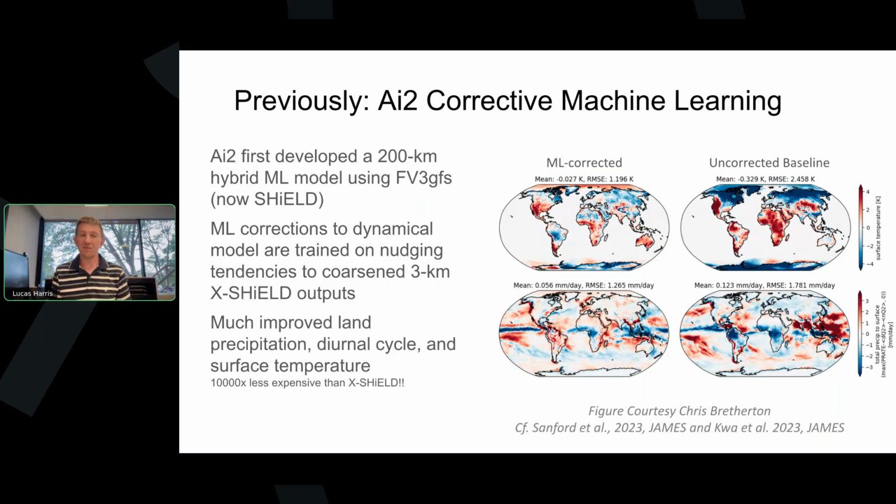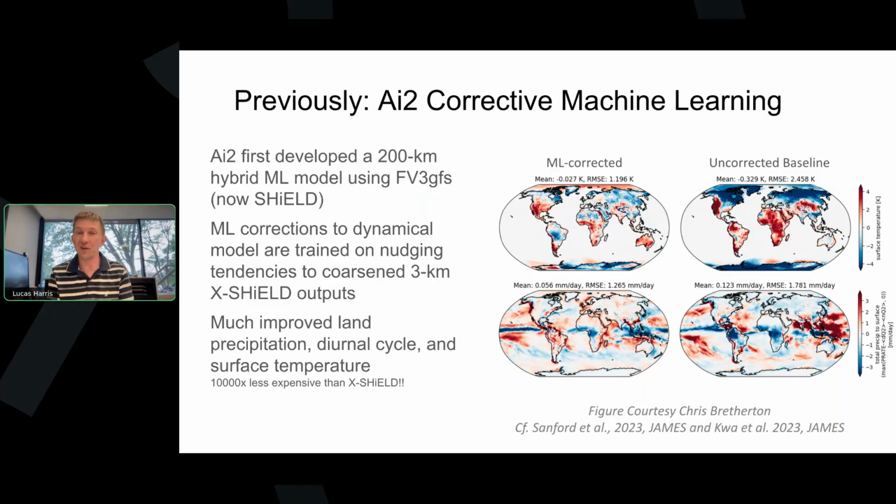And the basic idea of corrective machine learning is that you could take a low resolution model, say 200 kilometer FV3GFS, which is now SHiELD, and then nudge it to a coarsened 3 kilometer X-SHiELD simulation, a global storm resolving model that had very high fidelity moist physics, land atmosphere interactions, small scale processes, and so on. And then you could train a machine learning model on those nudging tendencies and then use it to correct a free running 200 kilometer model closer to the 3 kilometer reference state. And this actually turned out to be quite a successful approach.